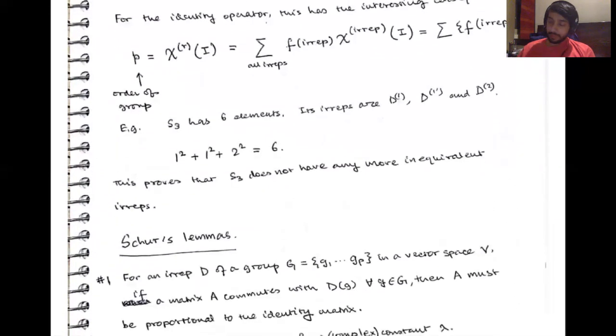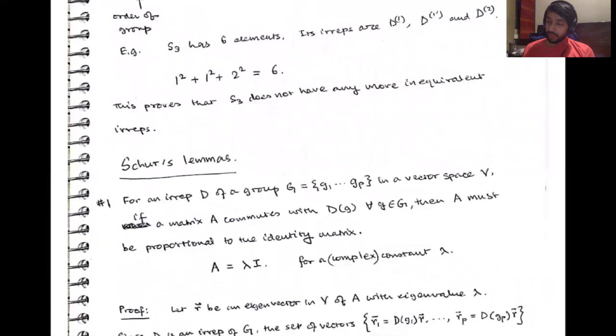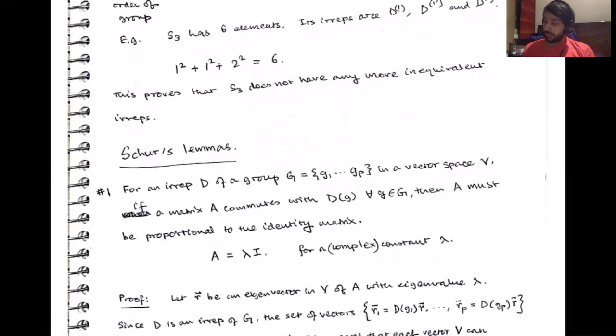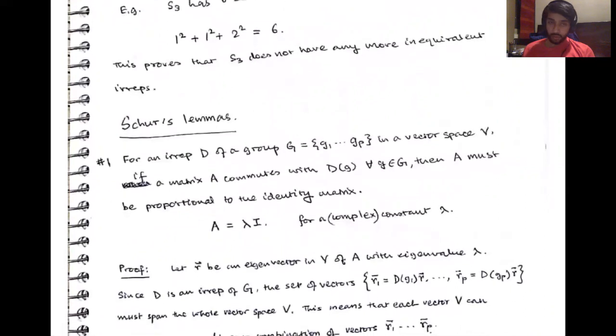Now, the last bit that I wanted to say are some things called Schur's lemmas. The first lemma says that if you have an irreducible representation D of a group G in a vector space V, and if you have a matrix A that commutes with all D of g that are in G, then A must be proportional to the identity matrix. So A has to be lambda I for some complex constant lambda.